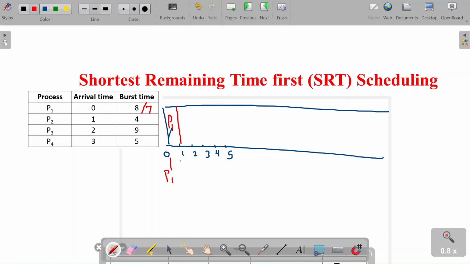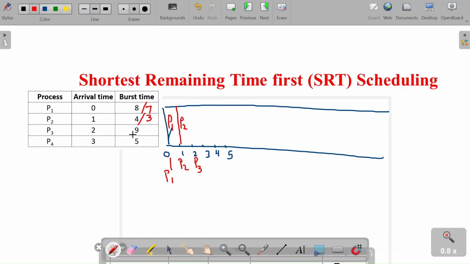Now at time 1, who arrives? P2 arrives in the queue. P2 has a burst time of 4, and P1 has a remaining time of 7. So which is smaller? P2. So now P2 will be picked up. At time 2, P3 enters. P3 requires 9, whereas P2 now requires 3. So P2 will resume, because I will pick only the process which has the shortest remaining time.